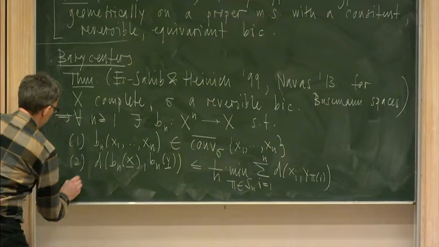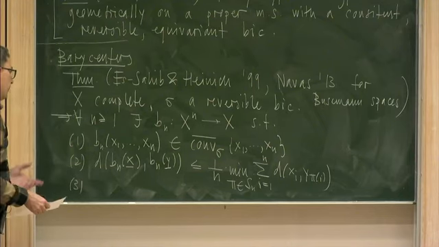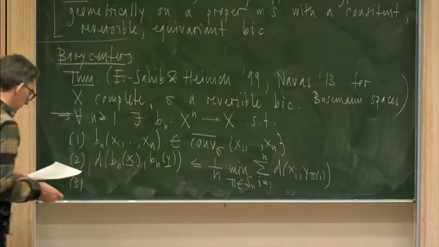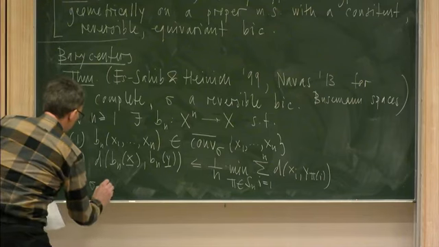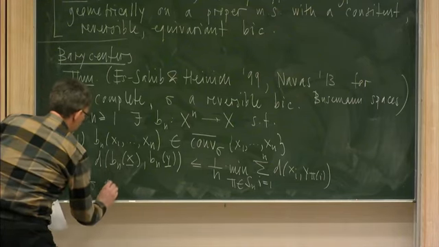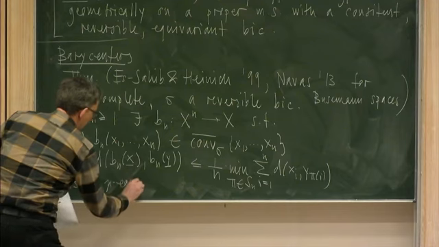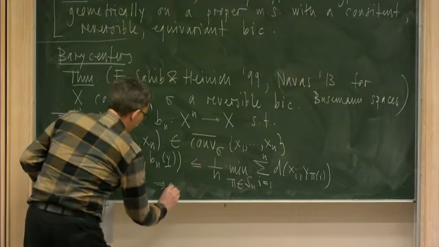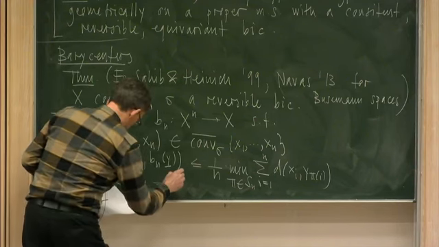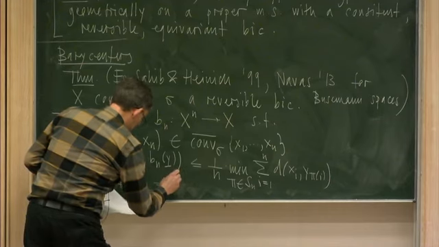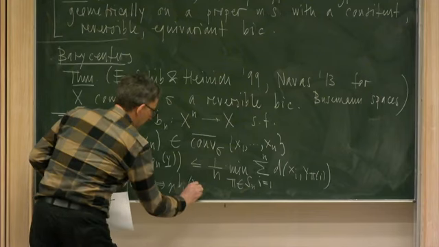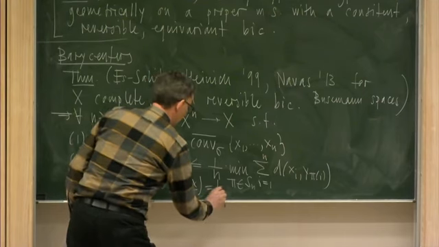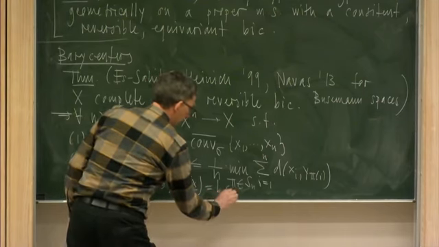And of course, if sigma is gamma equivariant for some isometry gamma, then gamma of Bn of x is the same as Bn of gamma x. Right.